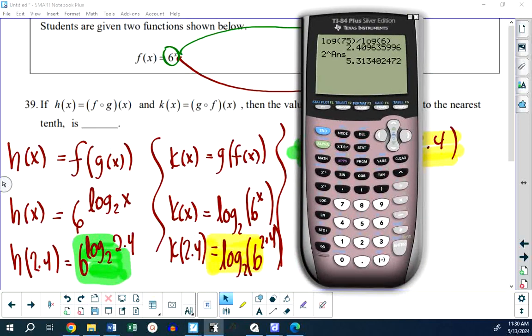So I need to take 6 raised to the log base 2 of 2.4. I certainly wouldn't do this in one step on my calculator. I would figure out what log base 2 of 2.4 is first. And I'm using the change of base formula, okay? Because I don't have my calculator in that other mode, and I don't like that other mode. Now what I'm going to do is take 6 raised to that.